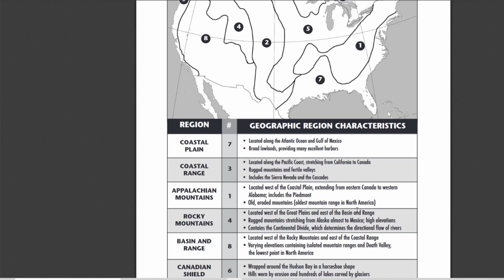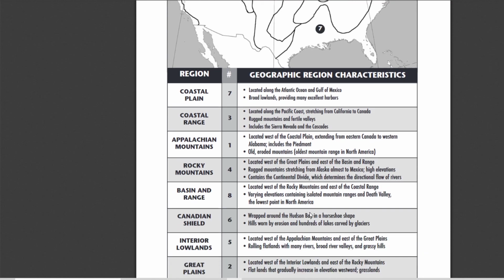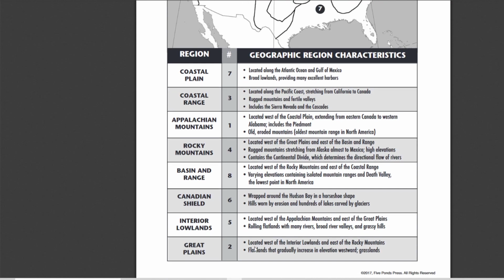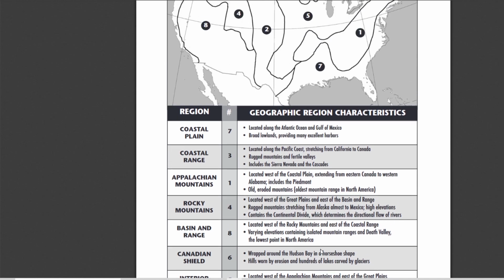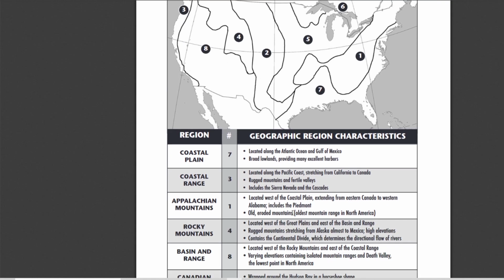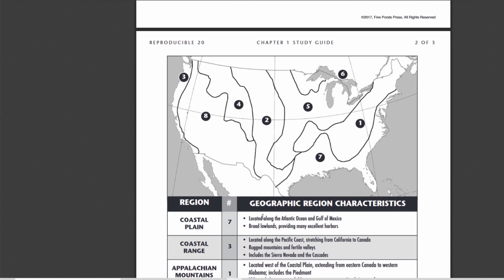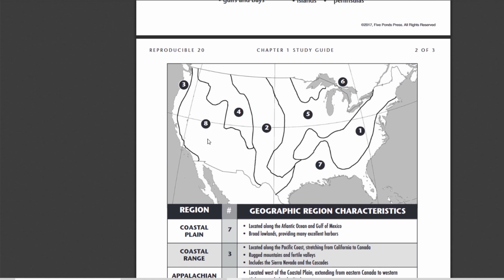lakes carved by glaciers. Then we have our Great Plains right here, and that is flat land that increases gradually in elevation westward. The reason it does that is because it's going up to the Rocky Mountains right here. And the Rocky Mountains have the Continental Divide, they're rugged mountains. Then we have the basin and range right through here, which has some high mountains, but also the lowest point in North America, which is Death Valley.